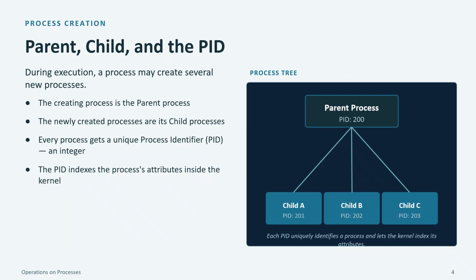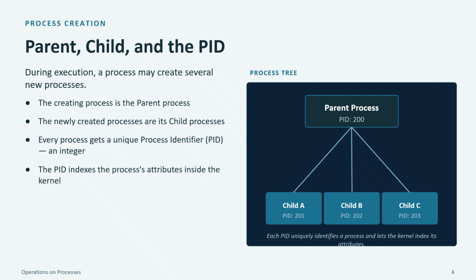Now let us understand process creation. During execution, one process may create one or more new processes. The process that creates another process is called the parent process. The newly created process is called the child process. For example, imagine that we have one parent process. This parent creates three child processes. We may call them child A, child B, and child C.